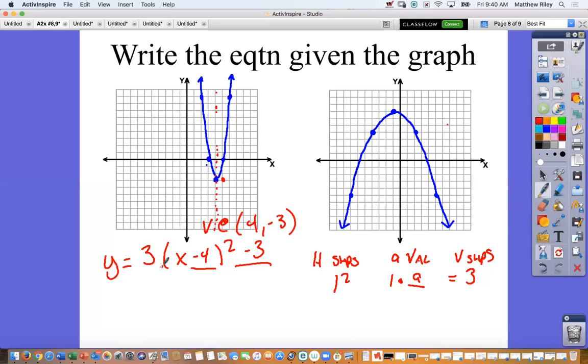By the way, let's check and see if that really worked. So if I took 2 horizontal steps, 2 squared is 4. 4 times 3 should equal 12. Did it go up 12 if I took 2? So 1, 2, 3, 4, 5, 6, 7, 8, 9, 10, 11, 12. It did. That's how you check it. So it's the same math, you're just doing it backwards. Any questions?